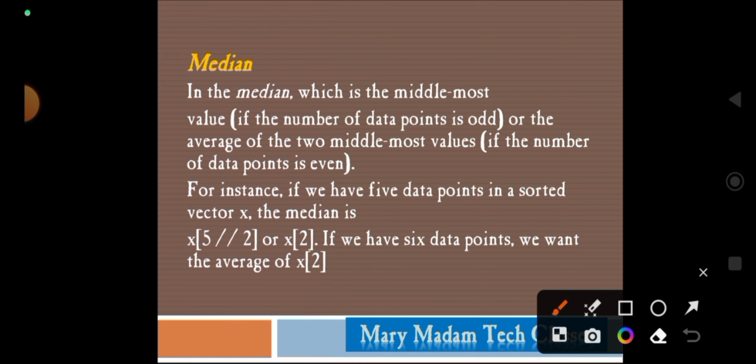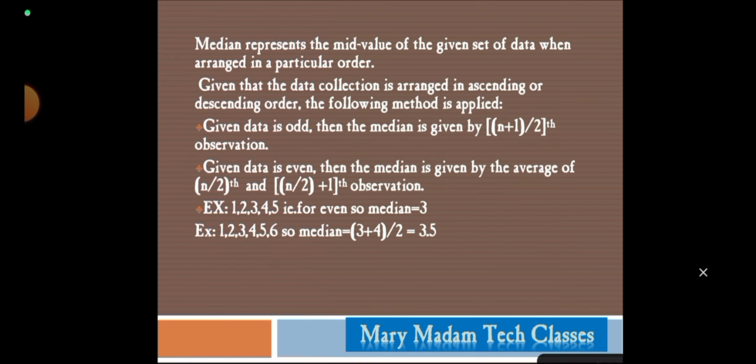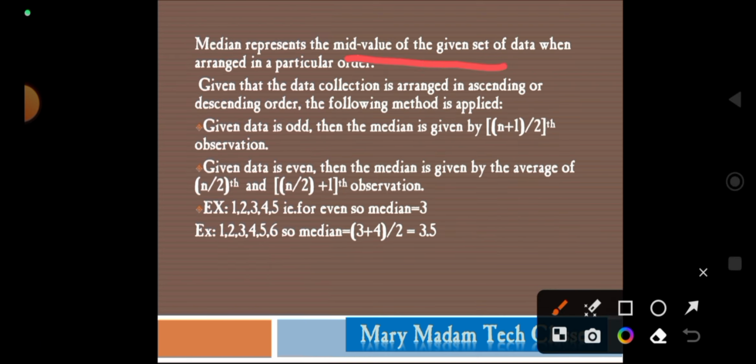What is the median? Median represents the middle value of the data when arranged in a particular order. What does it mean? Suppose the data is 2, 4, 3, 1. Are the values in order? No. So what do we want to do? Firstly, you must arrange the values in order: 1, 2, 3, 4. Then only you can calculate the median.